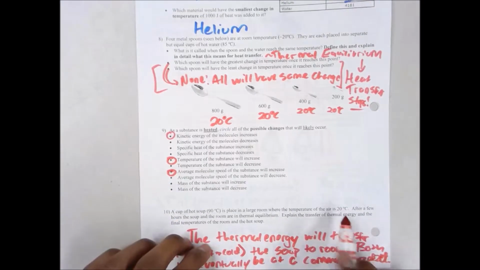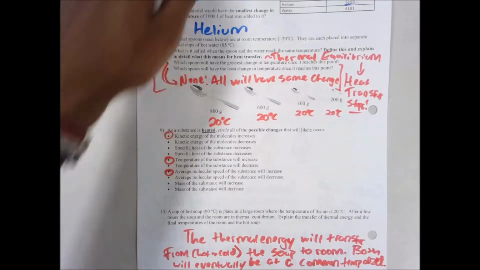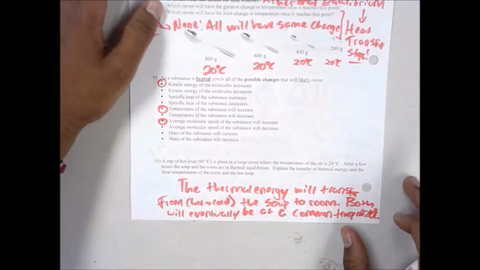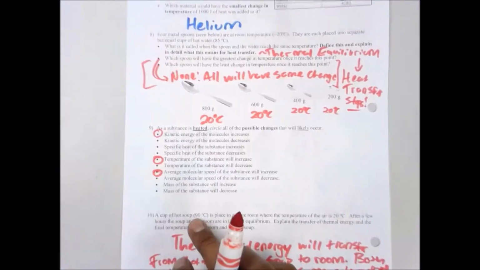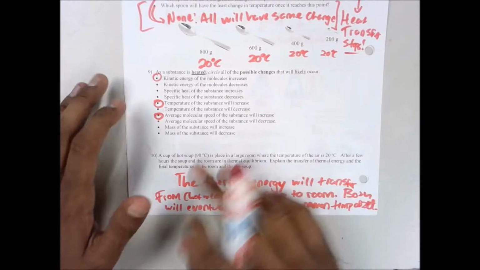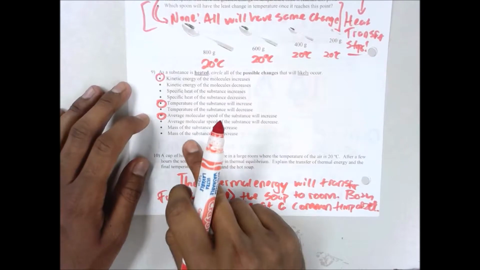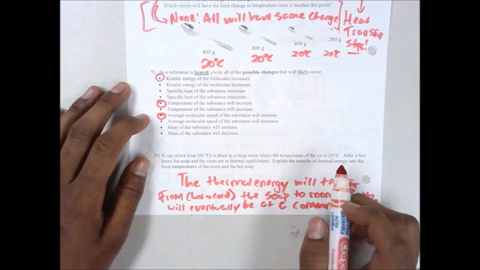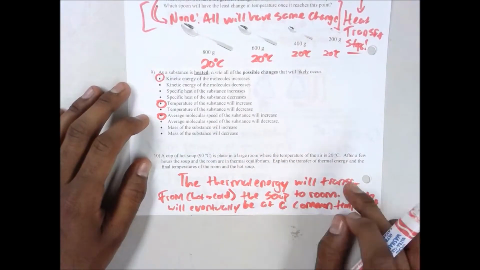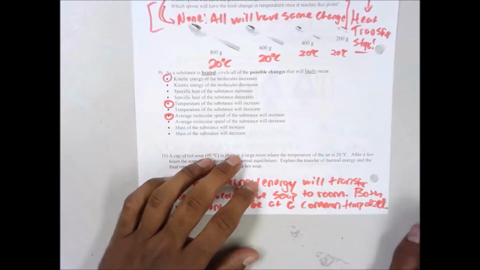So the temperature of the room is not going to change really because it's a big room, and it's not going to be affected by just a cup of hot soup. But the hot soup is going to lose its thermal energy to the colder room around it. So the cold air is going to literally steal the thermal energy away from the hot soup, and eventually they'll both be at the same temperature.